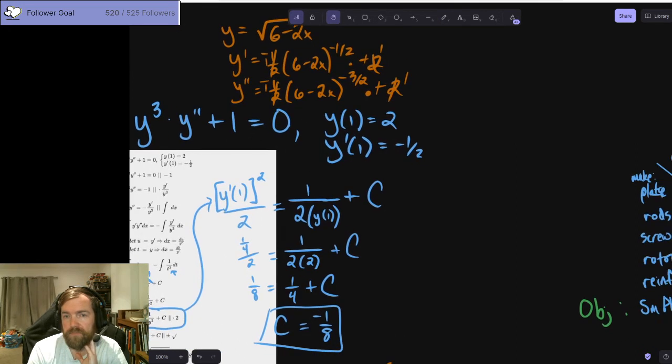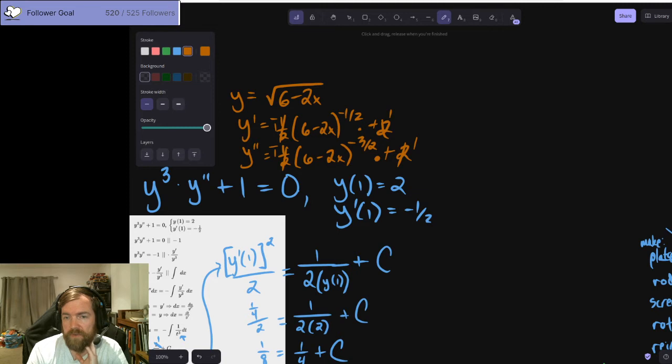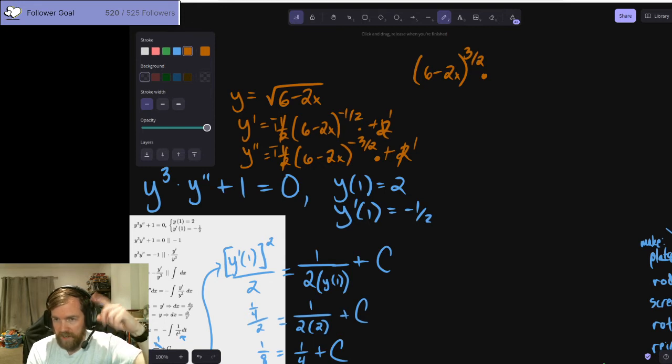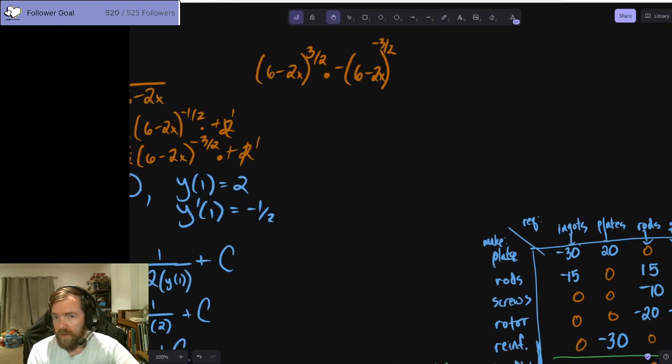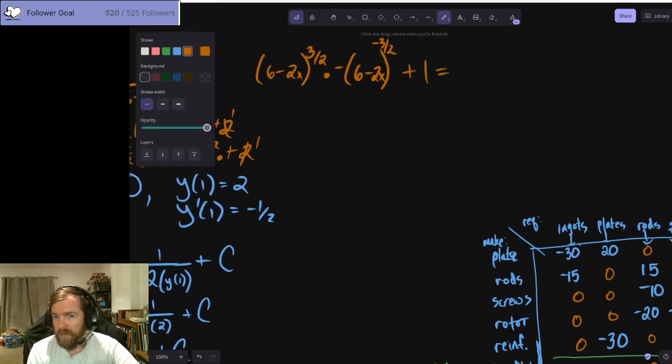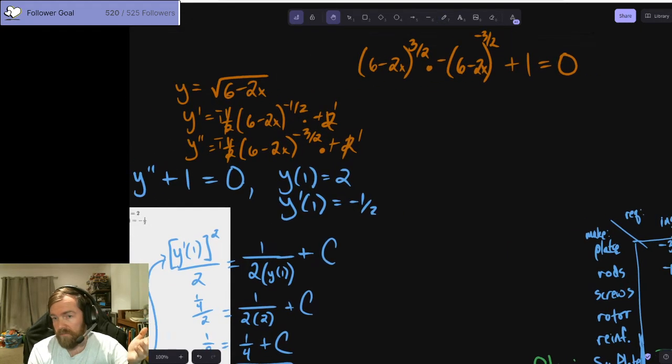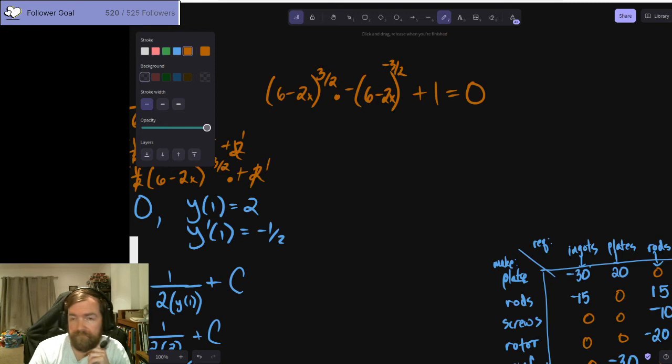So this says that we've got a (6 minus 2x) to the 3/2 that is going to be multiplied by the thing we have underneath, which is a negative (6 minus 2x) to the negative 3/2, plus 1 equals 0. So that actually does look right. Right, so we get a negative 1 plus 1 is equal to 0. Alright, seems right.